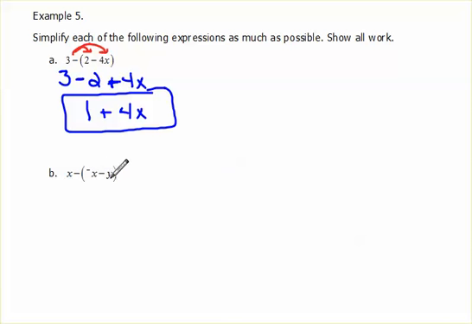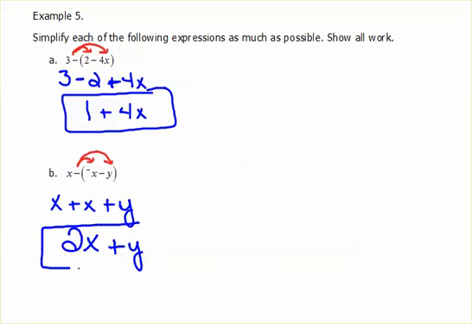Again, we don't have anything inside the parentheses that we can actually combine because the x and the y are different terms. But we can distribute that negative using that distributive property over addition. So I have x and then minus a negative x. So the opposite of a negative x would be a positive x. And the opposite of a negative y would be a positive y. And now we can combine like terms because we have two x's here. X plus x would be 2x, and then we have plus y. So there we go.